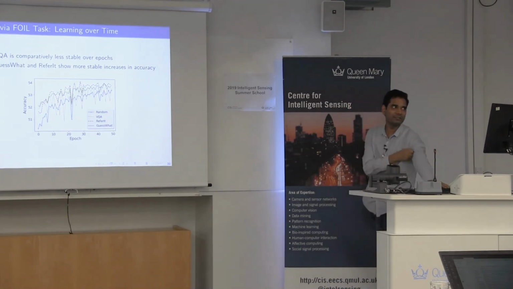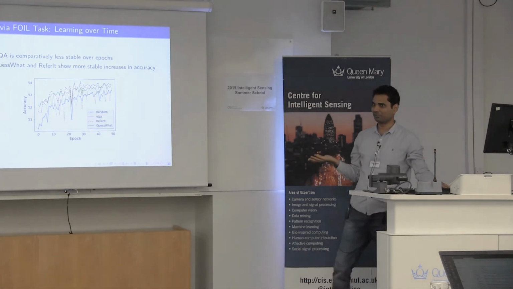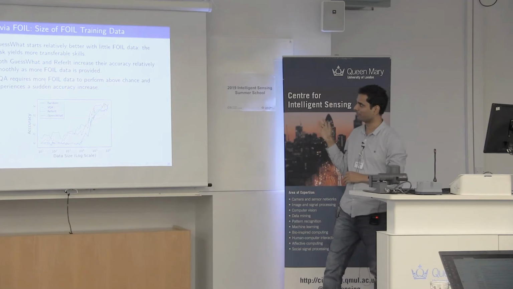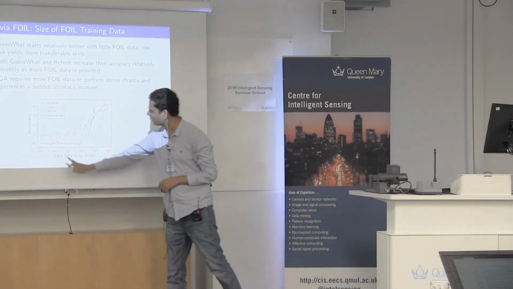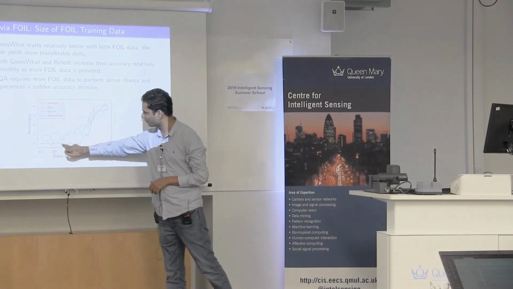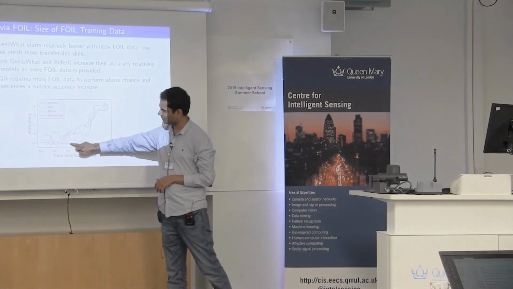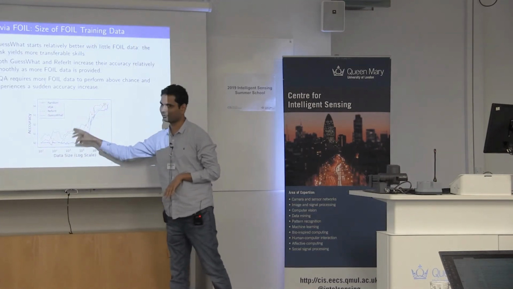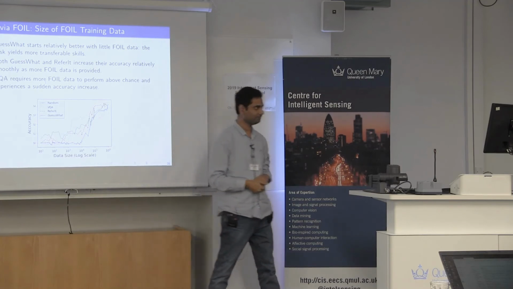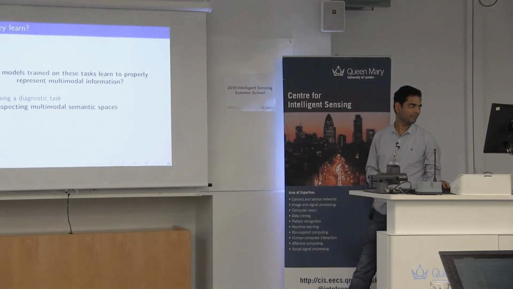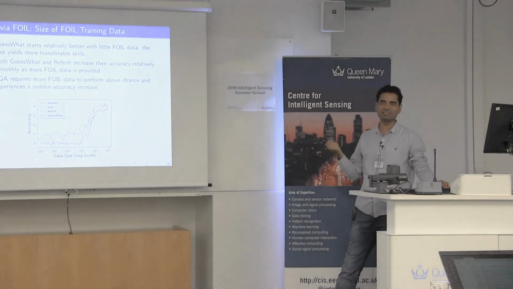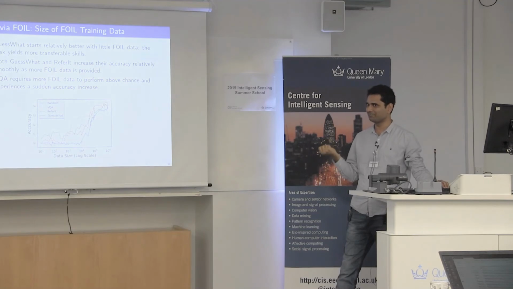Then we looked at how much foil data it requires to achieve that performance. Again here we found the same thing: VQA basically requires lots of data and is near 50%, only the chance level, and then it shoots up to do the task comparatively for the others. So with this we found that the guess what is slightly better than the refer it and VQA.